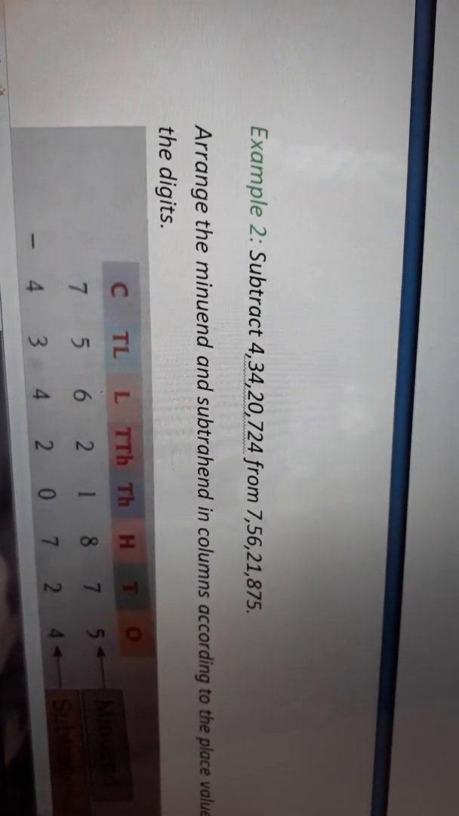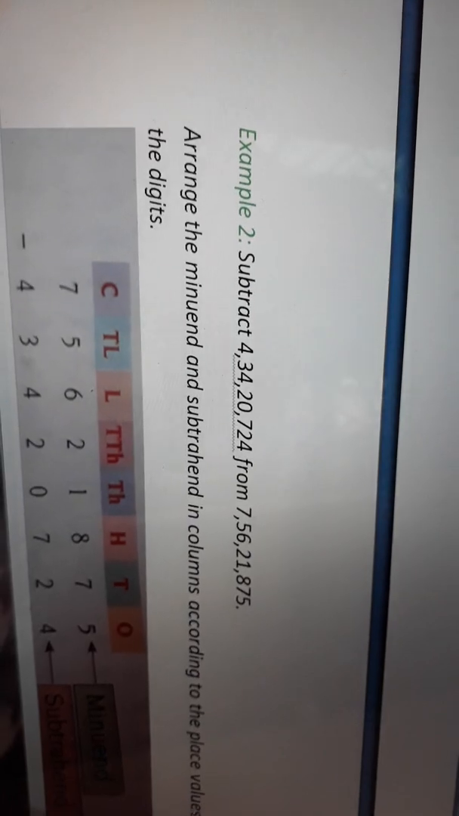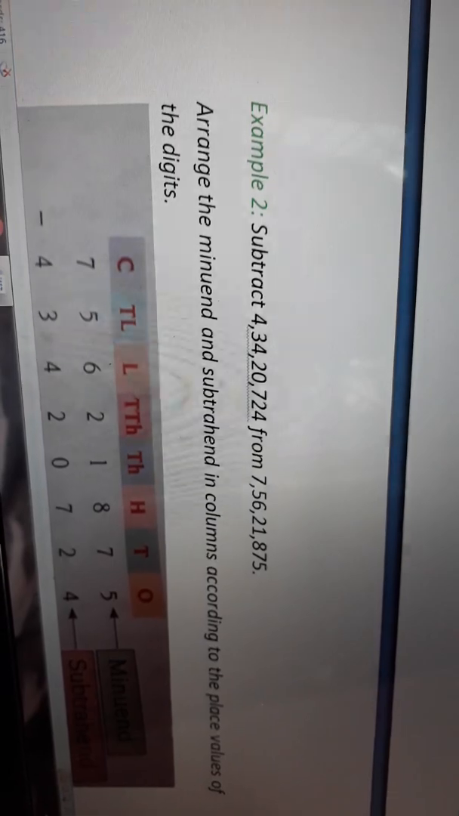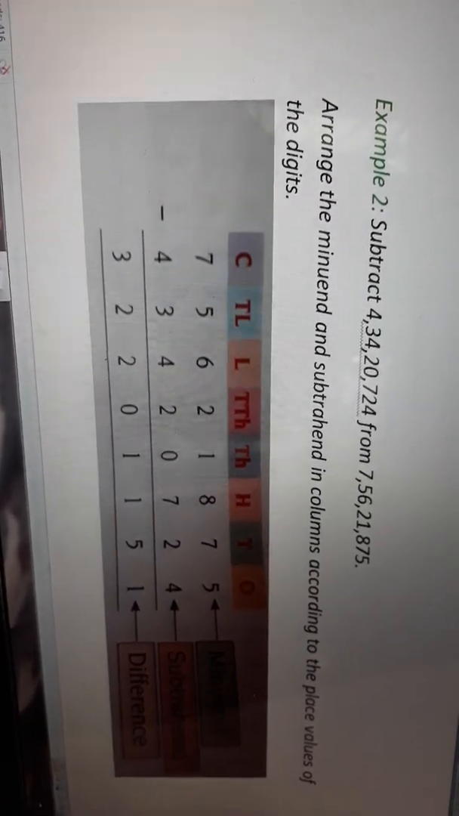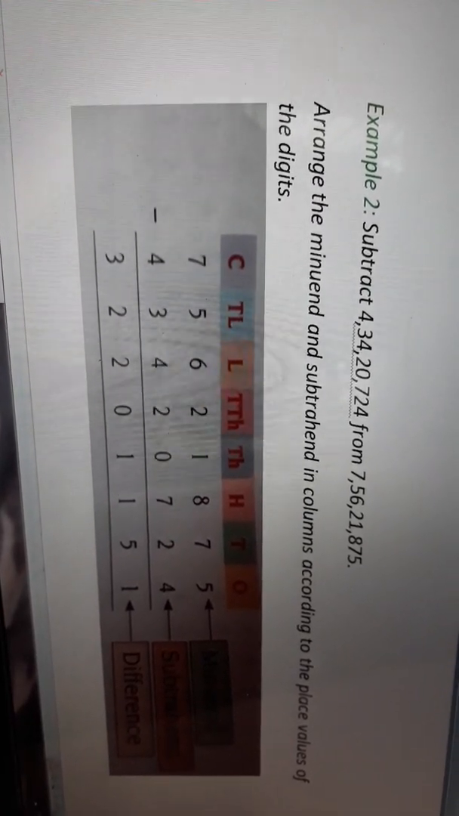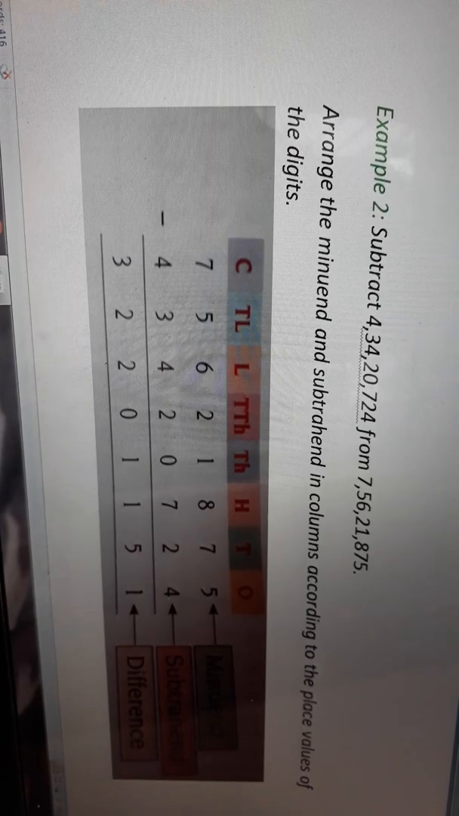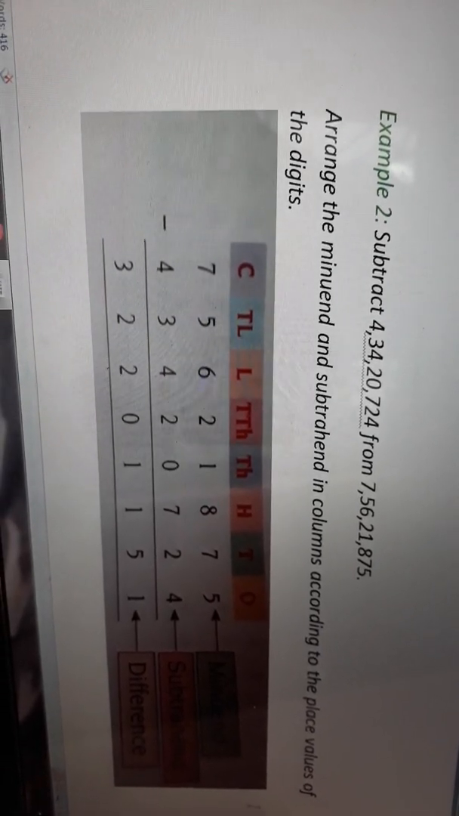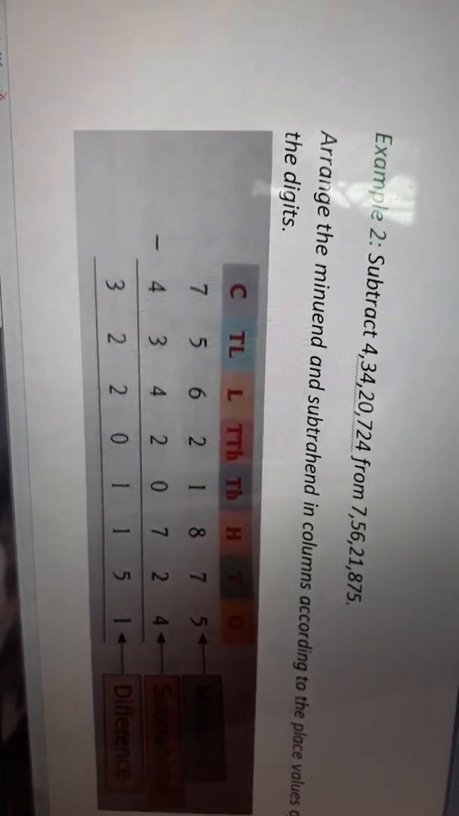This is another example. Subtract 4 crore 34,20,724 from 7 crore 56,21,875. Arrange the minuend and subtrahend column-wise according to the place values of the digits, and do it in the same way. We will start the subtraction from the ones place.